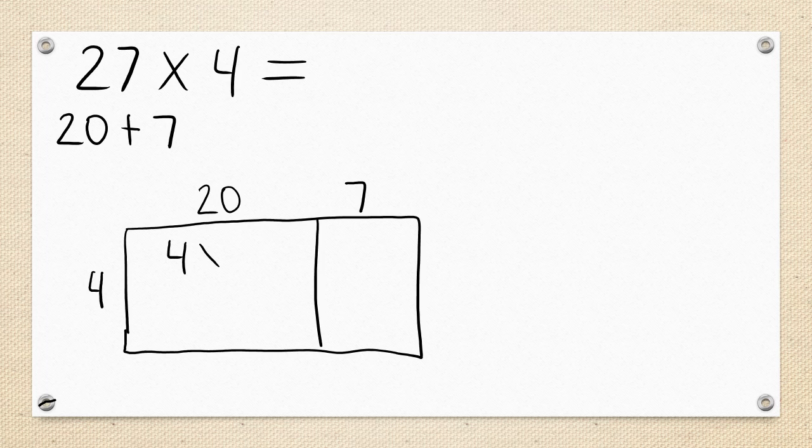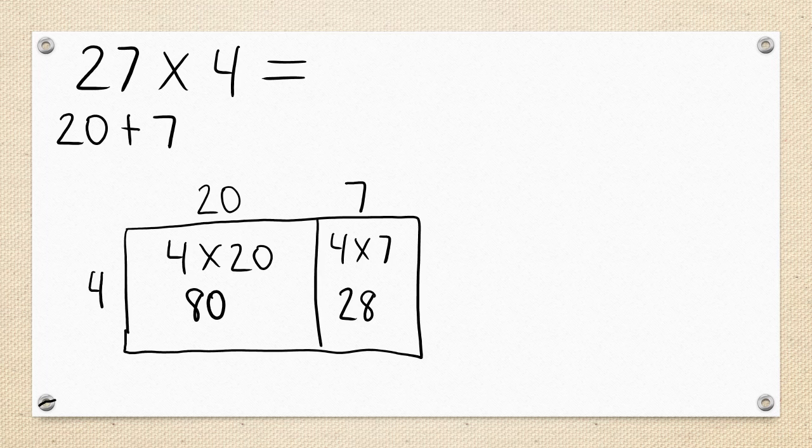First, I multiply 4 times 20. I can use a basic fact trick. 4 times 2 equals 8. Bring 1 zero along. So 4 times 20 equals 80. Then I multiply 4 times 7. I know 4 times 7 is a basic fact, which equals 28.